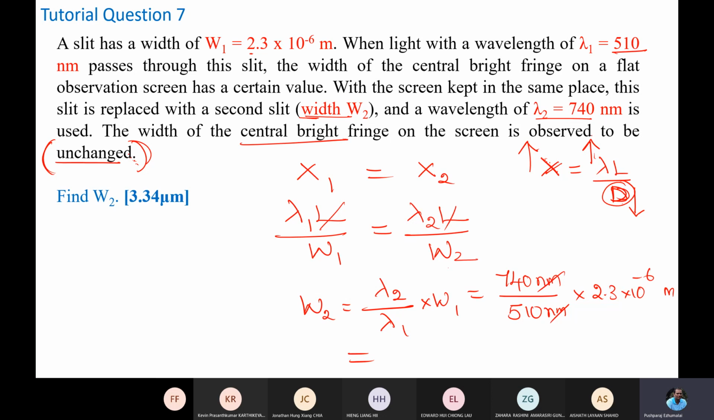When I divide it, 740 nanometer, nanometer can cancel. So 740 divided by 510 into 2.3 times 10 power minus 6. So look at that. The width will be 3.34 into 10 power minus 6 meter.